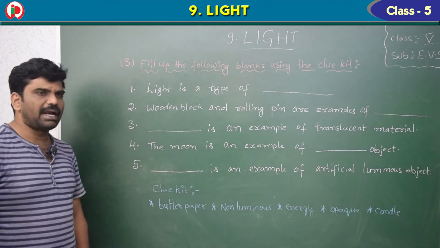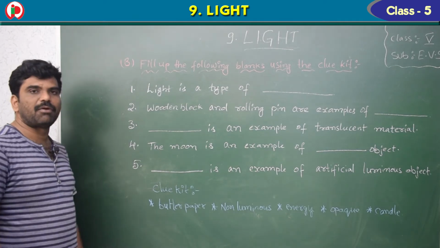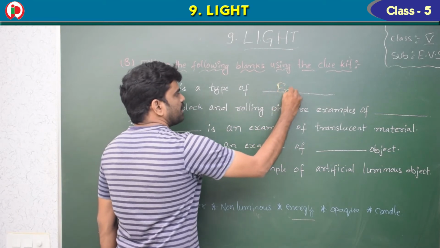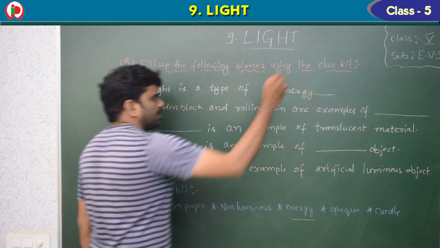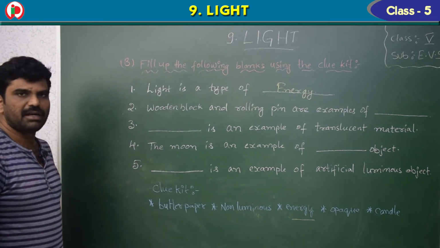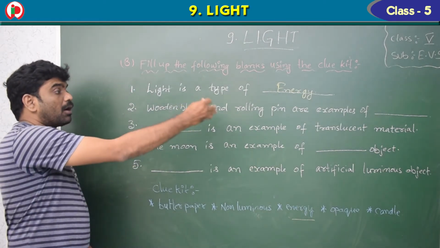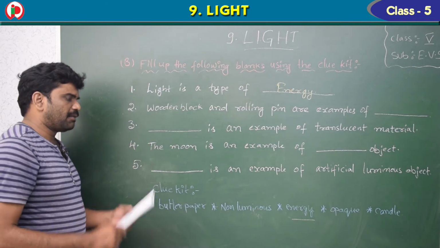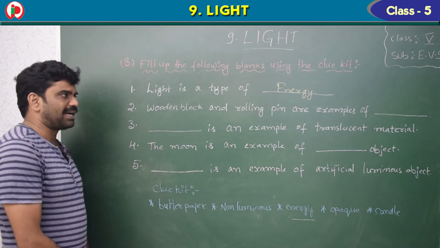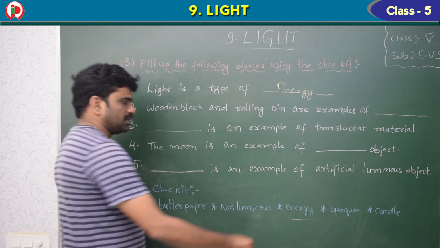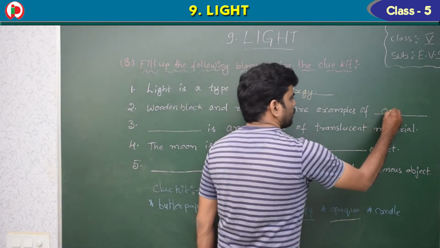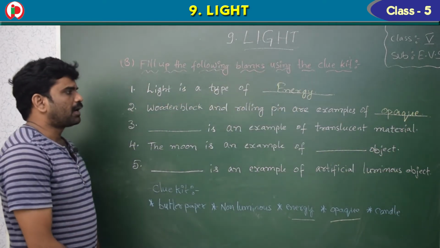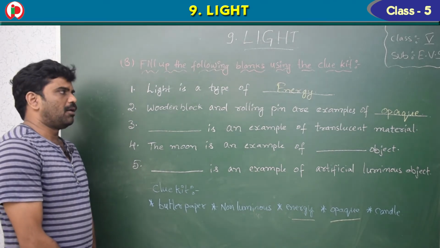Okay. First one, light is a type of what, children? Yes. Light is a type of energy. Light is a form of energy, or light is a type of energy. Second one, wooden block and rolling pin are what, children? Already I told you, they are examples of opaque. So you have to write here, opaque. Wooden block and rolling pin are examples of opaque objects.